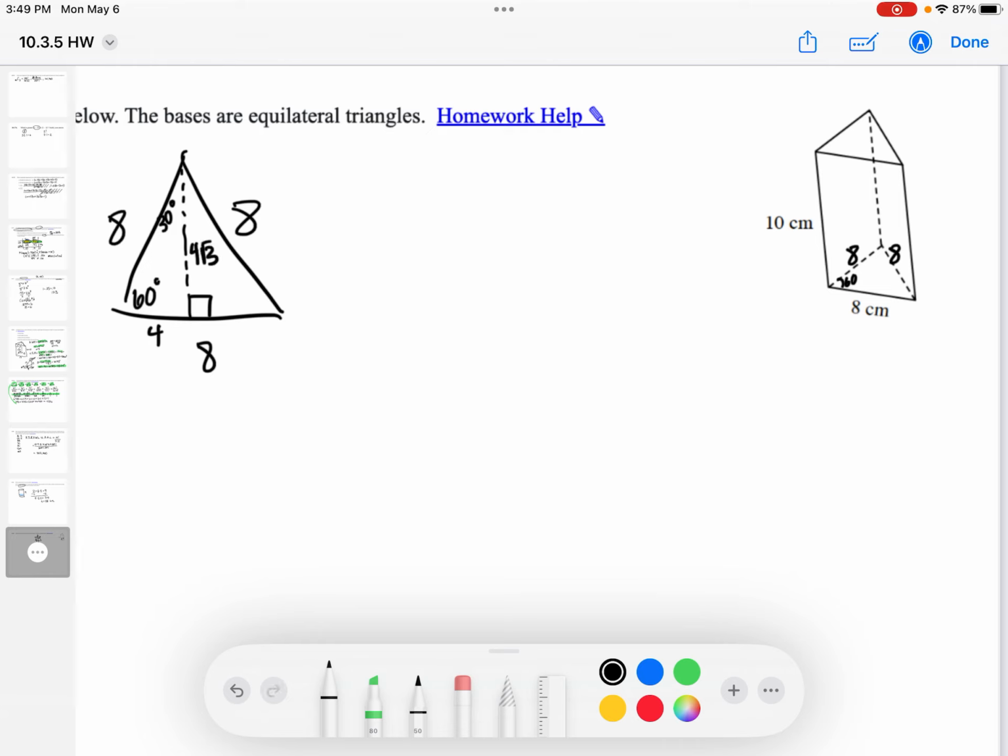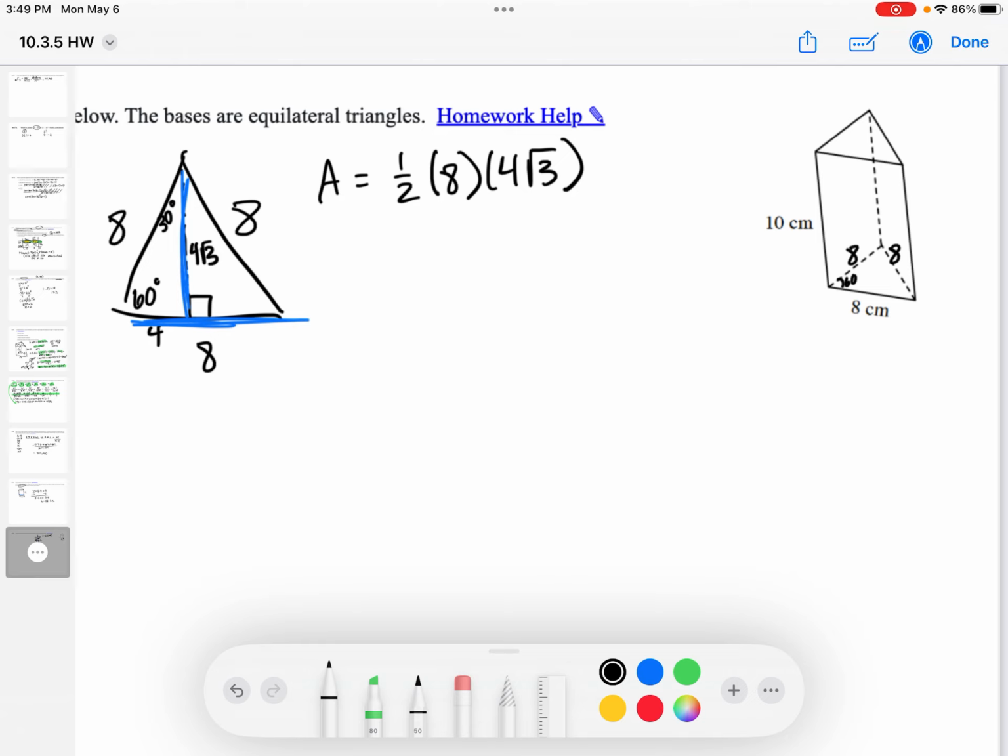So I could find that using tangent of 60, or sine of 60, or tangent of 30, or sine of 30, or cosine of 30, or the Pythagorean theorem, or 30, 60, 90 triangles. All of those are ways that I could find the height equals 4 times the square root of 3. Okay, so what is the area of my base? It's going to be 1/2 times the base of my triangle, 8, times the height, which is 4 square root of 3.